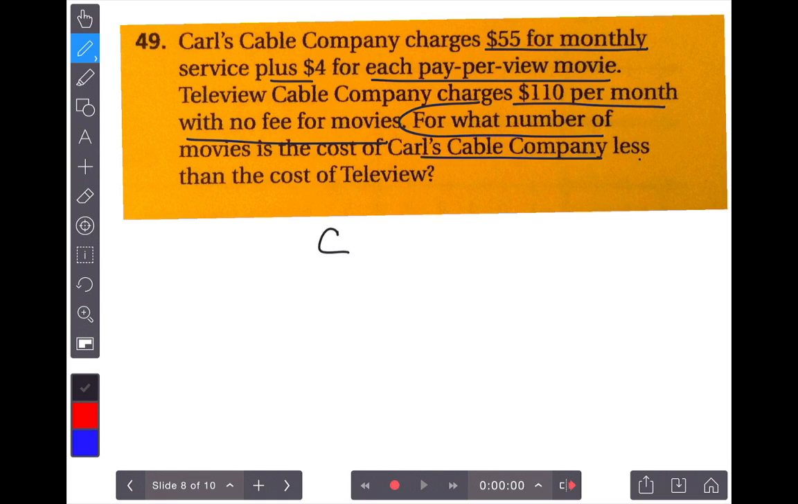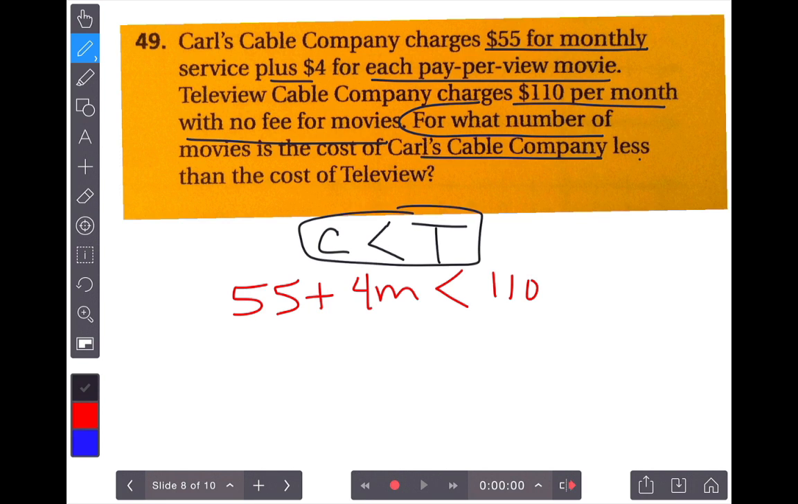So we want Carl to be less than the cost of the Teleview. Well, it's $55 per month. So here's Carl, $55 per month plus $4 per movie. And we want it to be less than the Teleview, which is just $110 per month. So basically, you've already set up your problem. You've already got it in a manner in which you want to solve for Carl being less than Teleview.